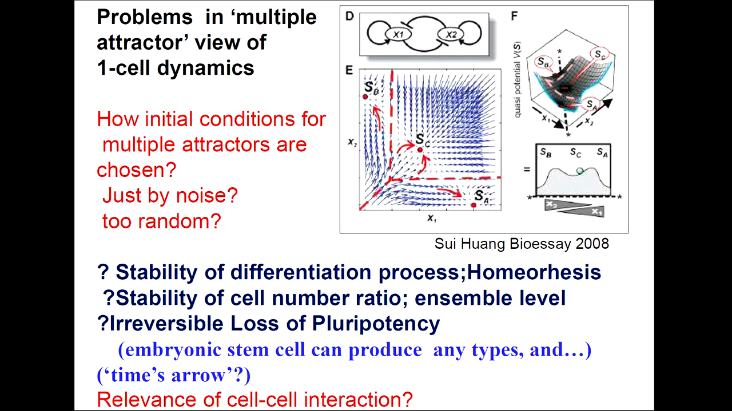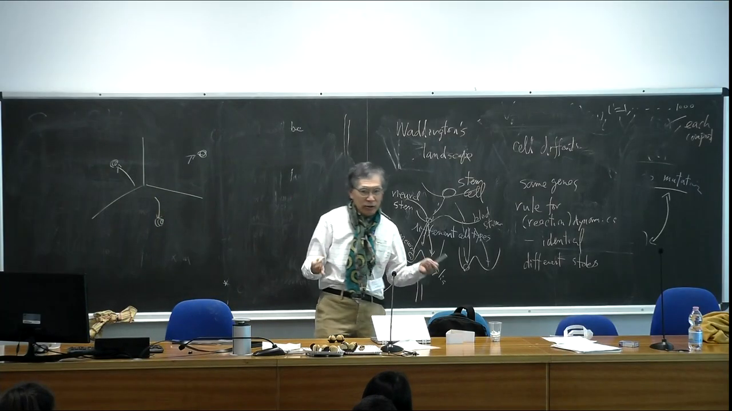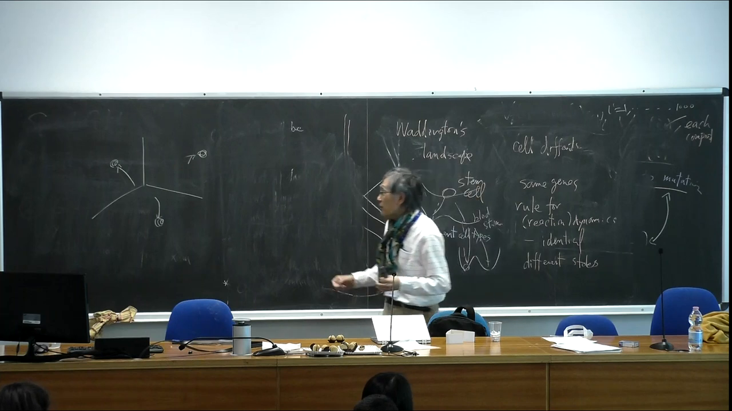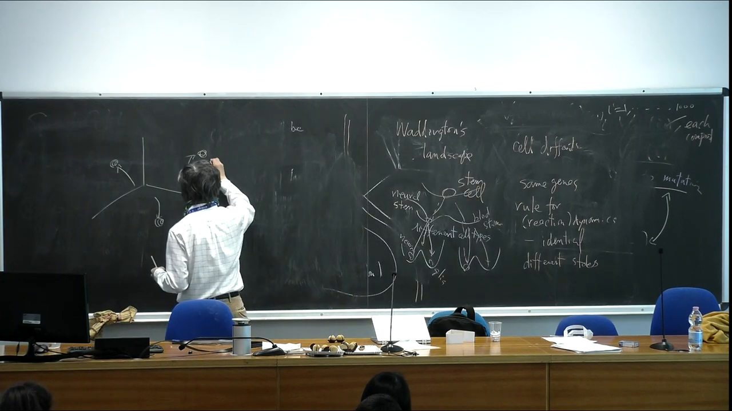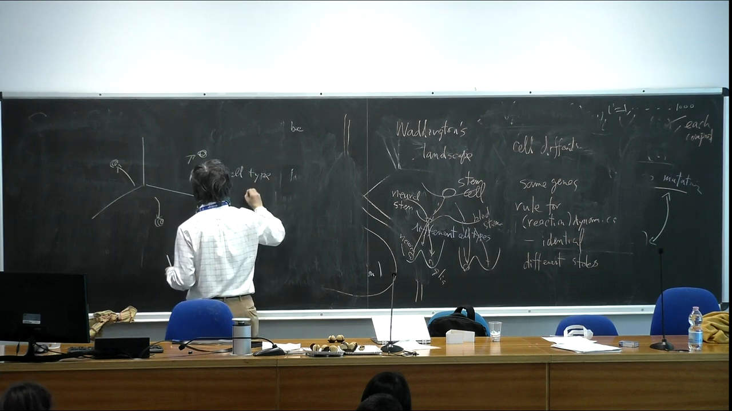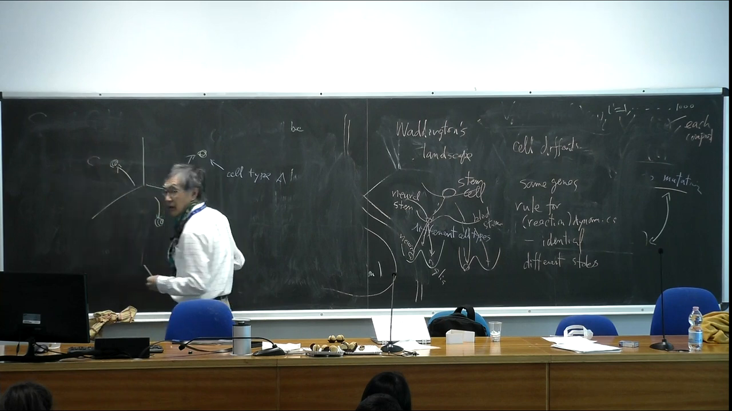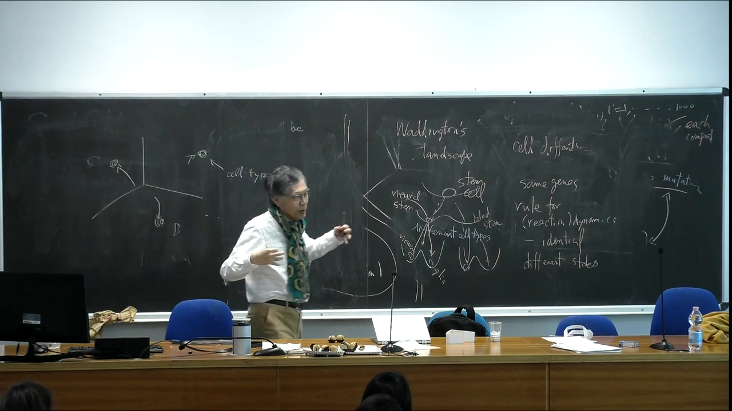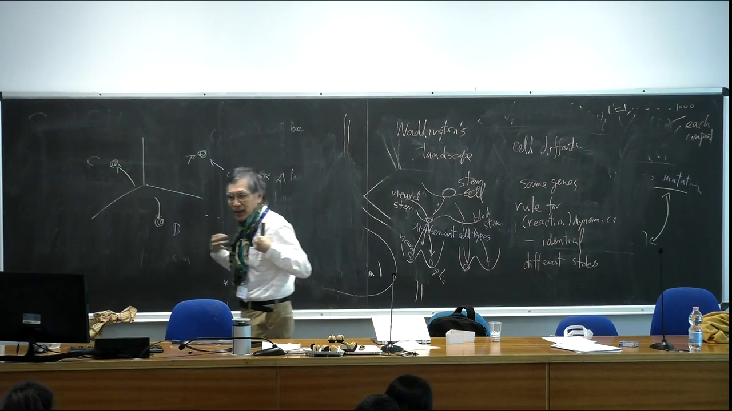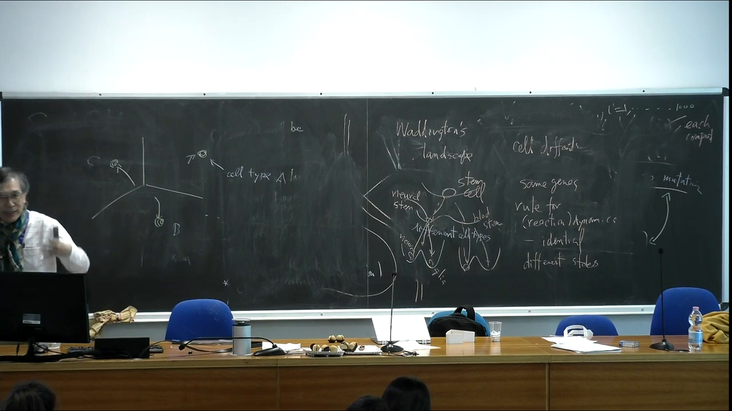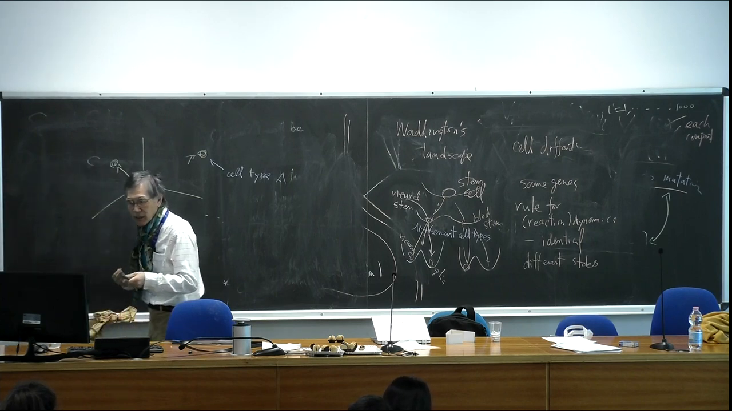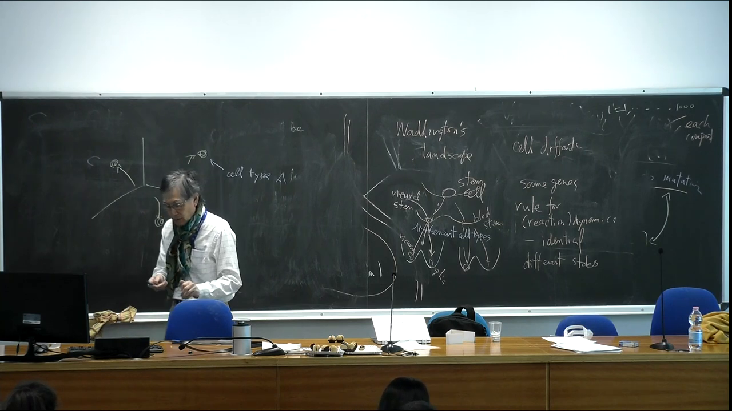So the basic concept here is that you have a dynamical system, and maybe there are several attractors. Each attractor has a different chemical composition or different protein expression level, so this corresponds to a different cell type. If you have a dynamical system that produces maybe 100 attractors, this may explain our multicellular organism behavior.